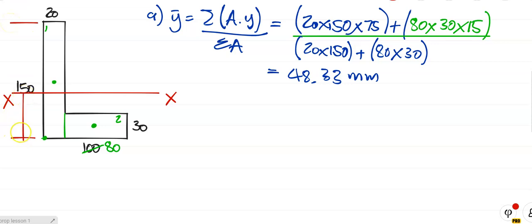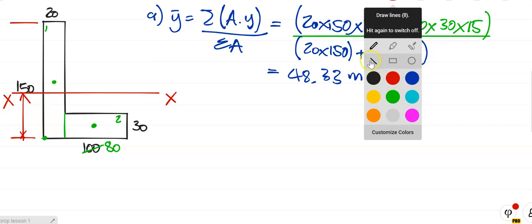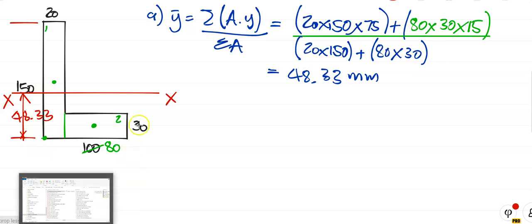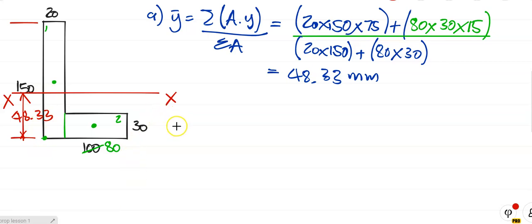So that there is 48.33. I'm going to leave the units of millimeters. But if the distance from the bottom to the x axis is 48.33 millimeters, then surely we can work out the distance from the x axis to, we call this here the topmost fiber of the cross section, and we call this here the bottommost fiber.